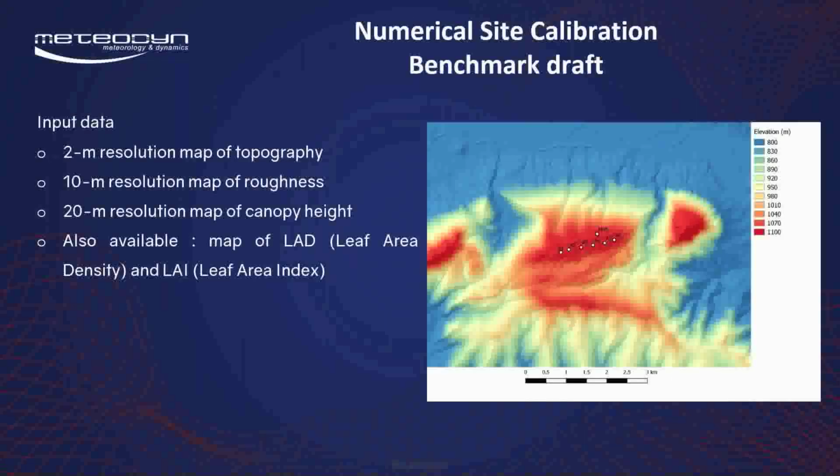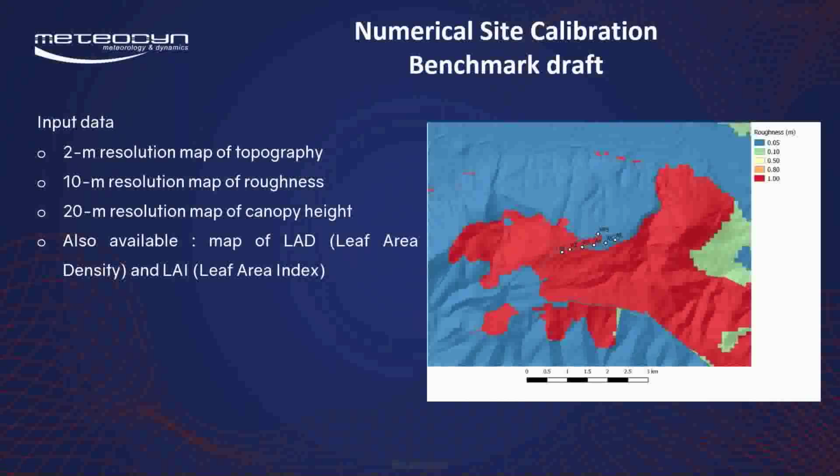So the input data for this benchmark are the following. So we have a 2-meter resolution map for topography. So it's presented in this picture. So the resolution is very high. It's enough for numerical approach. We have also a 10-meter resolution map for roughness. So the roughness is the ground cover detail. So as you can see in the picture, we have some high roughness. This is a forest here, and here this is not too much. It's a very grass like this.